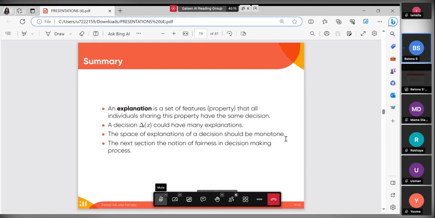And so in the next section, we will discuss the notion of fairness in decision making processes. If so far you have some question, you can just stop me and ask your question. It's fine.